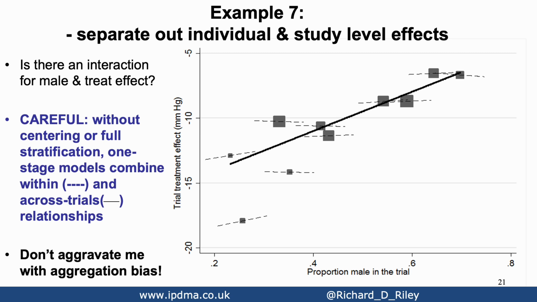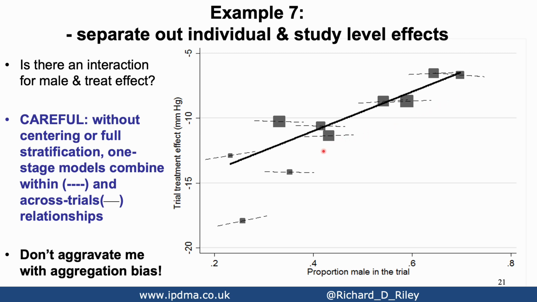Lastly, the example of ecological bias or aggregation bias. Here we're looking at the hypertension trials again, and we're asking, is there a difference in the treatment effect between males and females? I'm looking at the overall treatment effect in a trial against the proportion male in the trial. And the solid line is the meta-regression, which shows you that there's a very strong association between the proportion male in the trial and the overall treatment effect. In fact, the overall treatment effect is reduced as the proportion male increases.